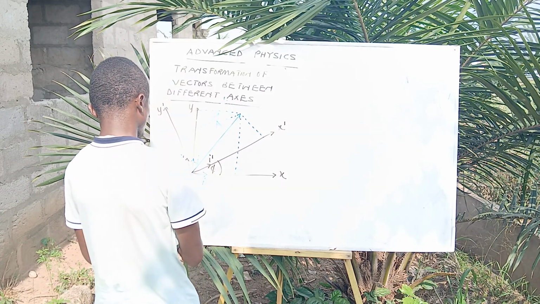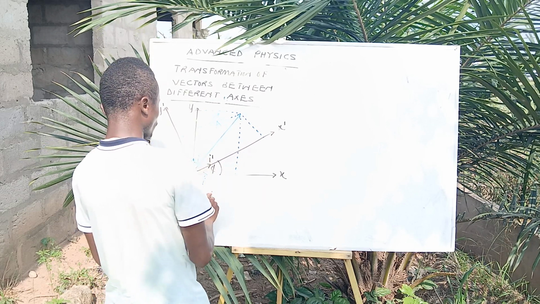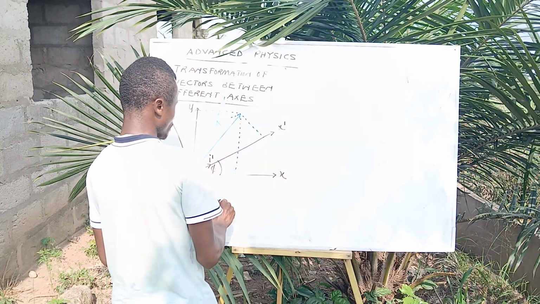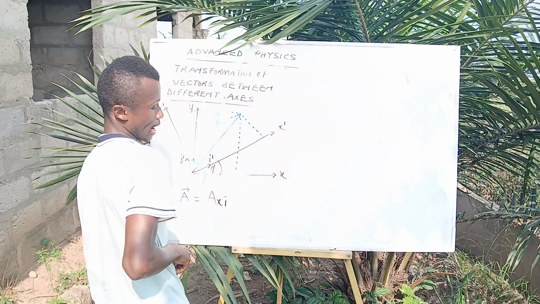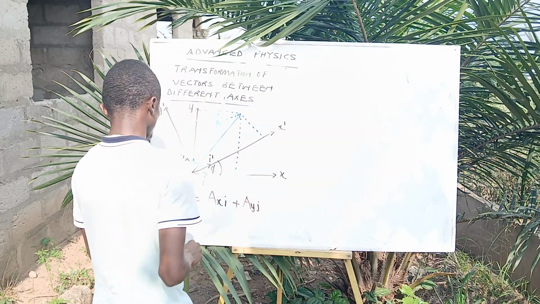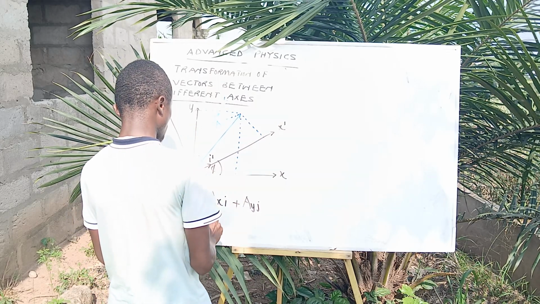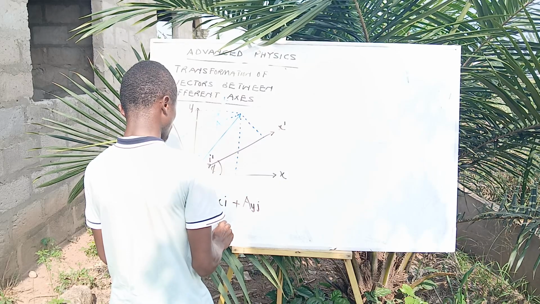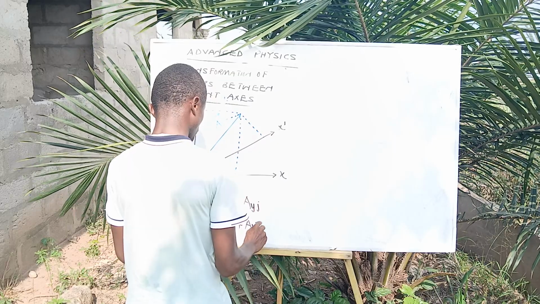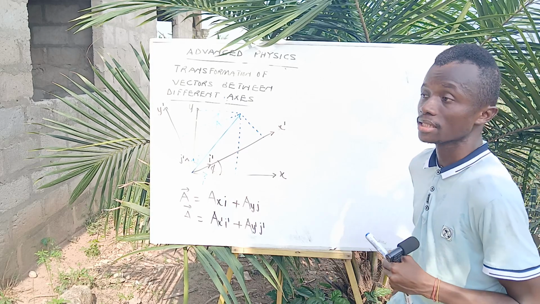So vector A can be written in terms of any of the axes. For the xy plane, you have the magnitude in the x direction, ax, times the unit vector in the x direction, i, plus ay, j. But then in the x prime y prime plane, you have vector A to be ax prime i prime plus ay prime j prime. The same vector but different coordinate.